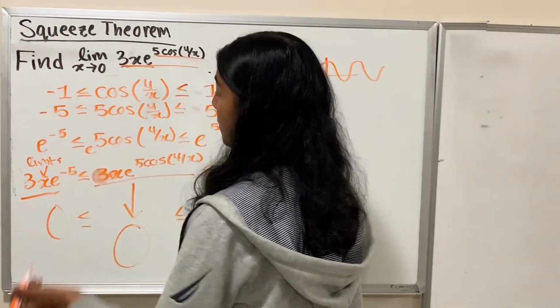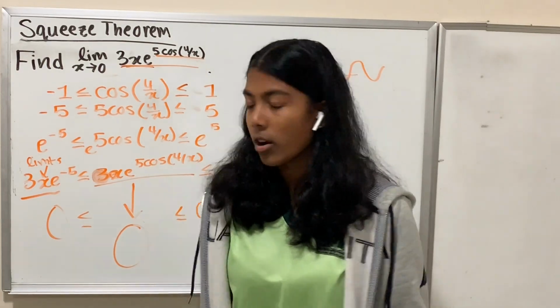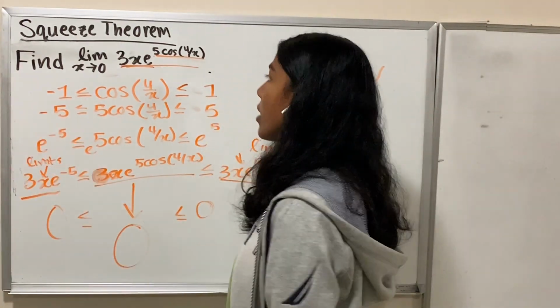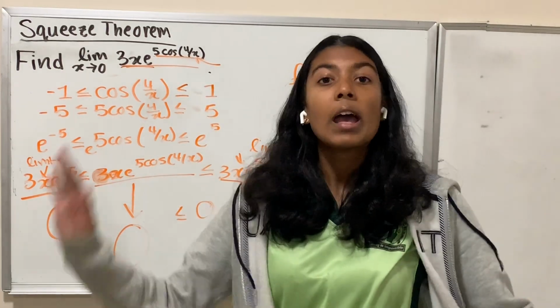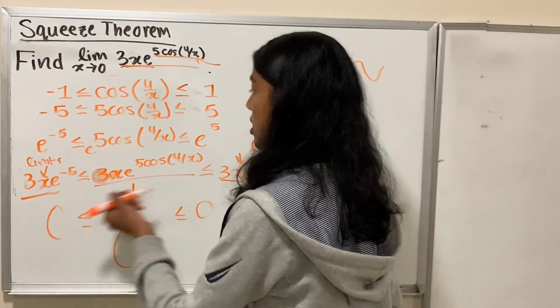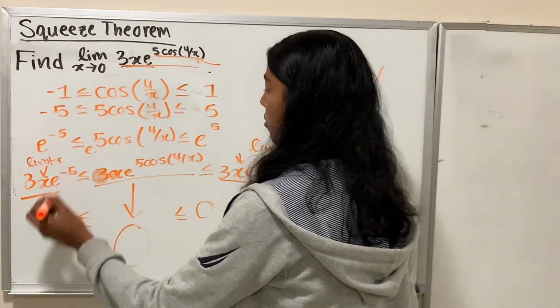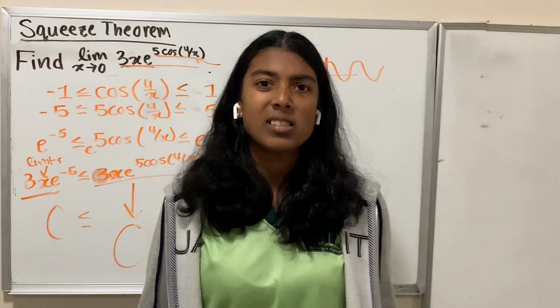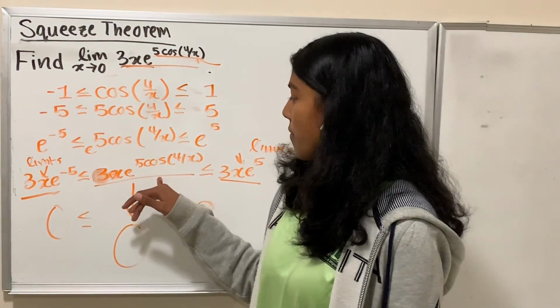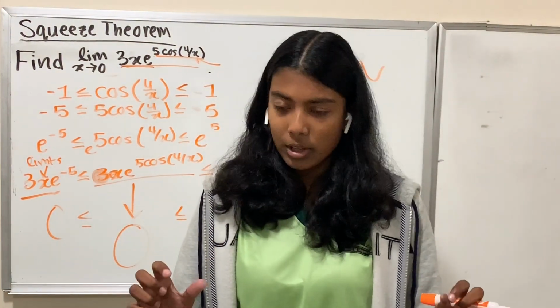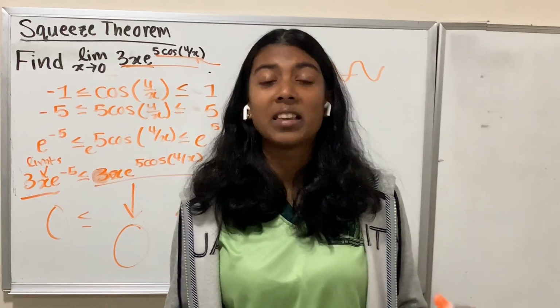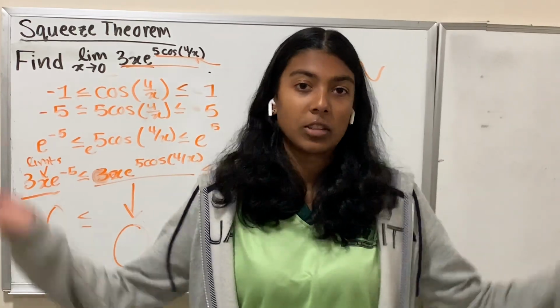And then to find the limit, all we have to do is plug in 0 because we can plug in 0. Also, I forgot to mention you can't plug in 0 here because 4 over 0 is undefined. Anyways, so we plug in 0 because we can, and then we get 0 and 0. And that basically means if the limit of this is in between 0 and 0, there's no other thing it can be than 0. So that's our answer.